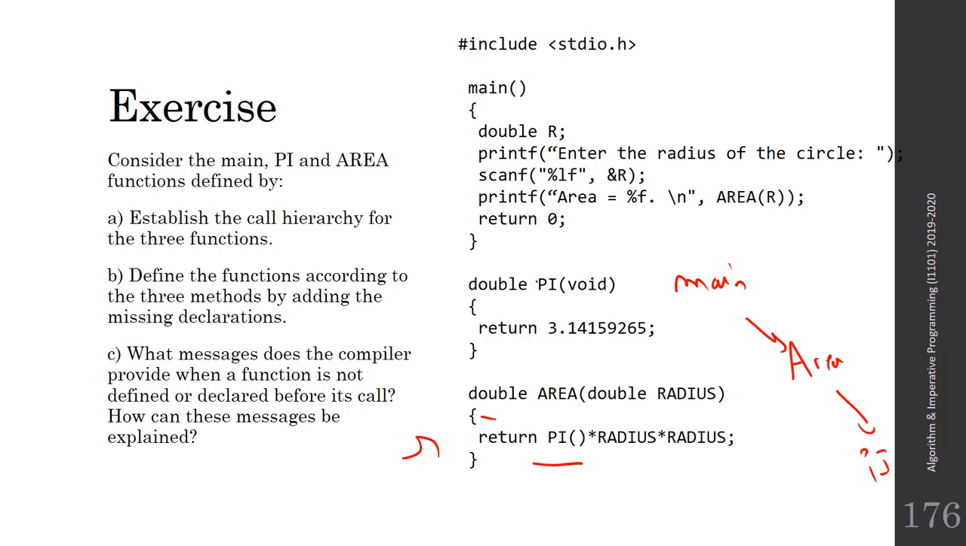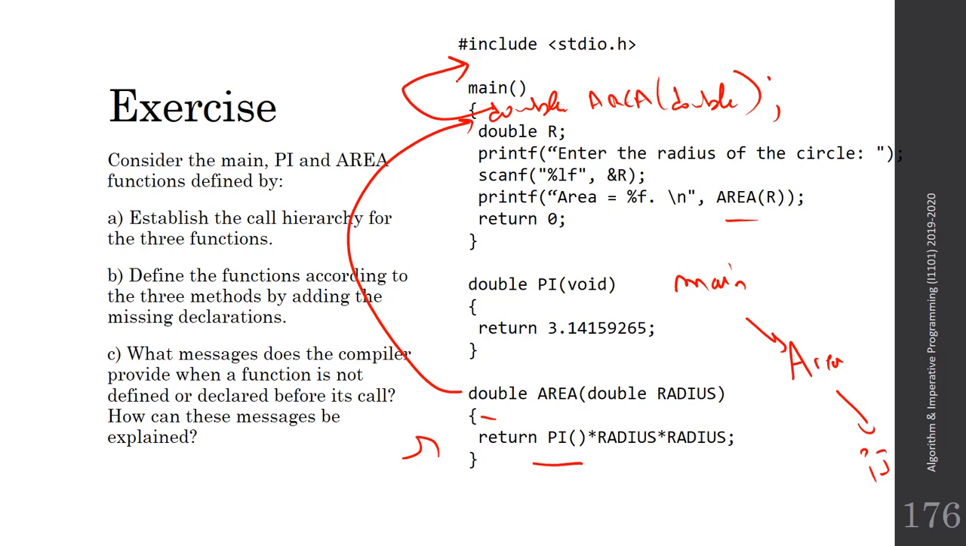However, for main, I need to place the prototype of area. So I just need to copy it. I will say double area and double. I can place radius, or I can skip it and not place the name of the variable, and say semicolon. So this is top-down with local declarations. If I want to do it with global definitions, I place double area above. And if you want, you can also place pi as a prototype. For the bottom-up, you should place both functions before main.